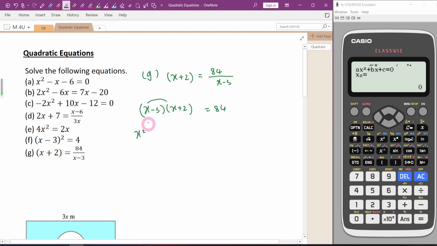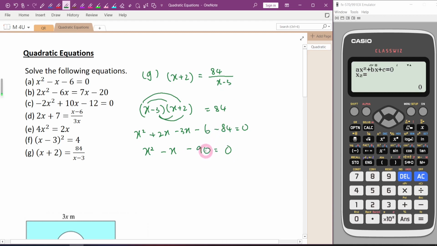X squared, positive, positive, positive 2x. Negative, positive. If you don't see any sign here, it means positive. Negative, positive, negative. And move the 84 over here, becomes negative 84. Okay, so this is x squared plus 2 minus 3 is minus x. So this is negative 90.